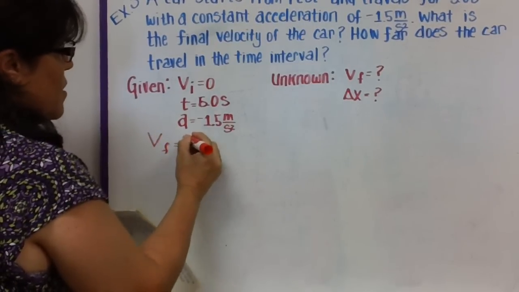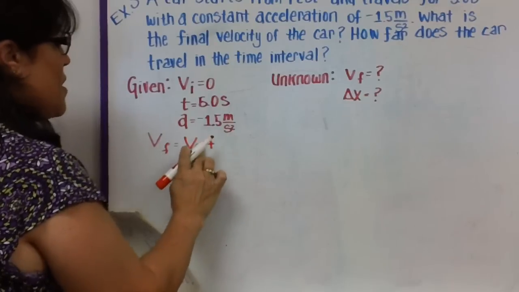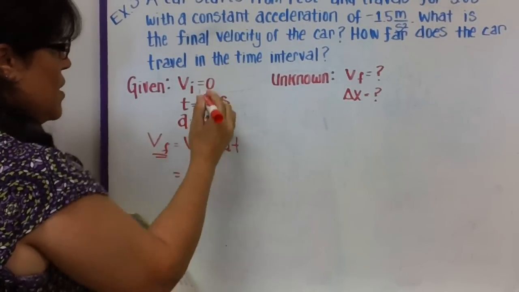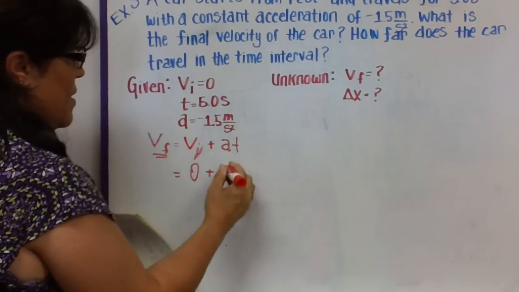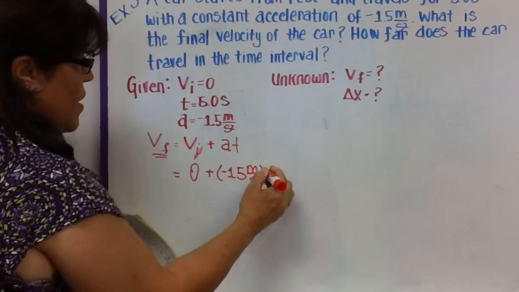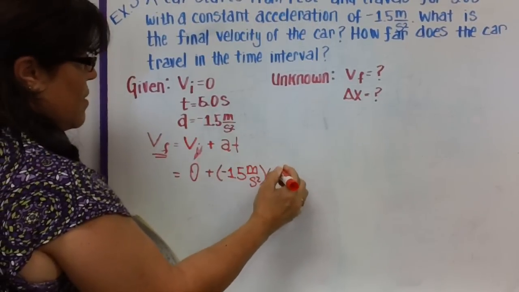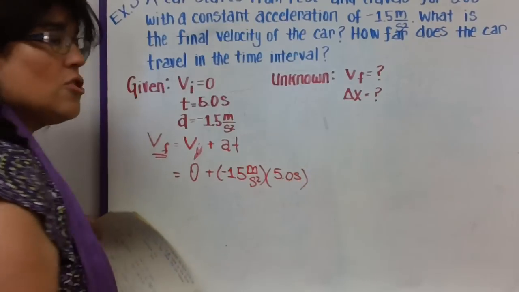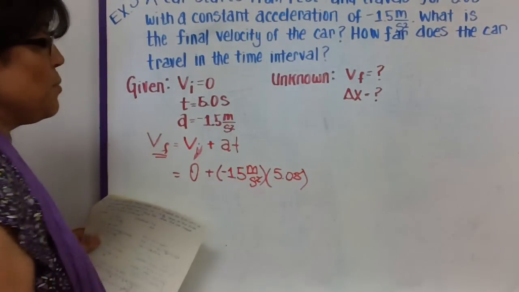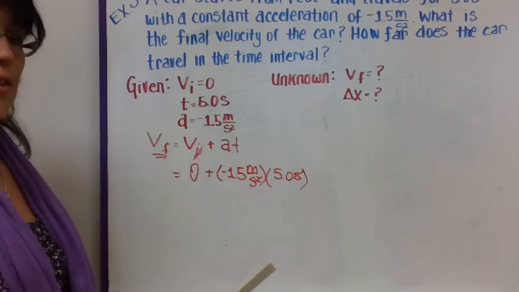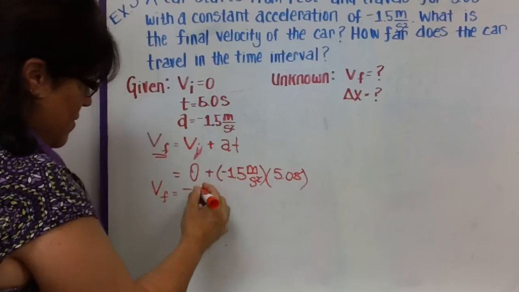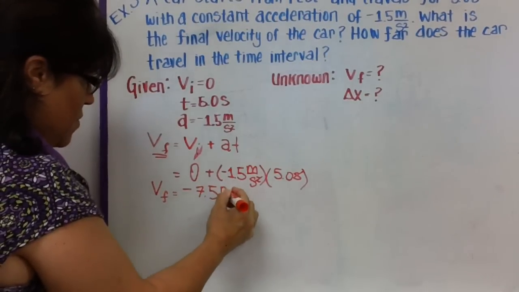Okay, so I'm going to be using the first kinematic equation. V final equals V initial plus AT. We're looking for V final, so we know V initial is 0 plus A. In this case, it's negative 1.5 meters per second squared times T, which is 5 seconds. Just verifying that we are dimensionally correct, the seconds will cancel out. We'll end up with meters per second, which is the correct units for velocity. So if I plug this number into my calculator, my final velocity is negative 7.5 meters per second.